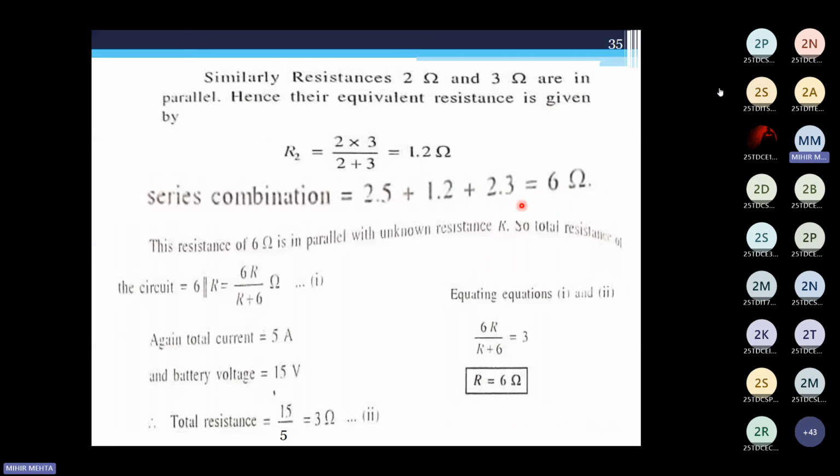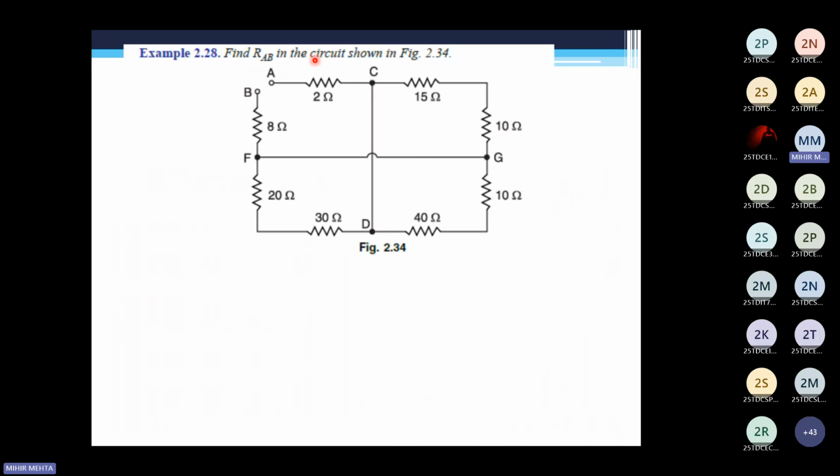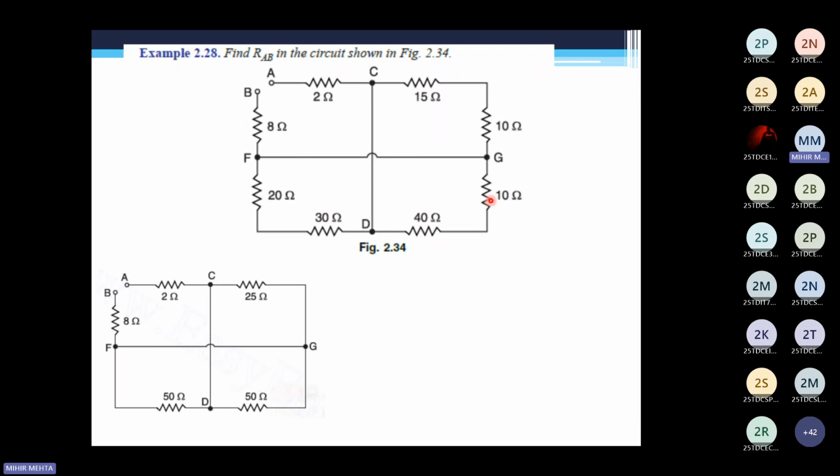So let's go through this. Talking about the next type, again, here you can see that your 20 ohms and 30 ohms are in series, that is between node F and D. Similarly, between node G and D, you can see 40 ohms and 10 ohms are in series. So combining this, you get this. Similarly, between C and G, you can see 15 ohms and 10 ohms are in series.